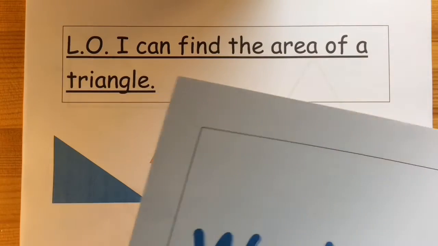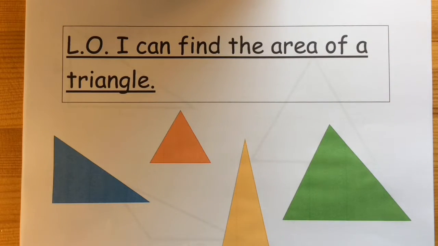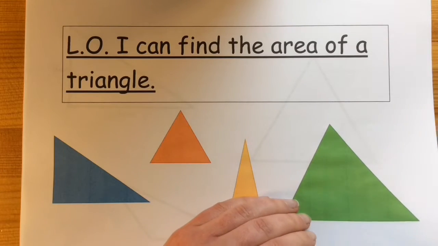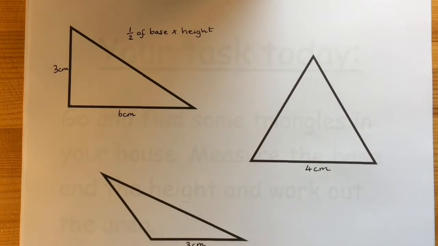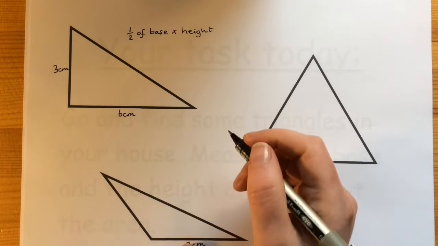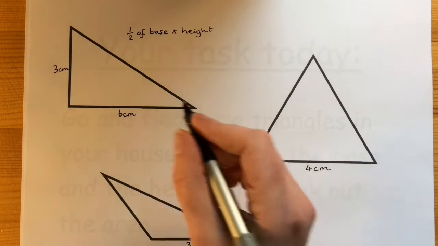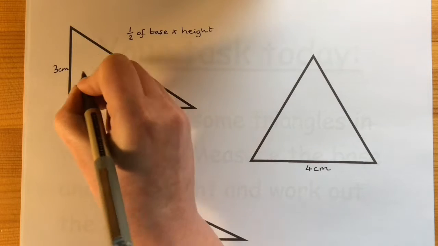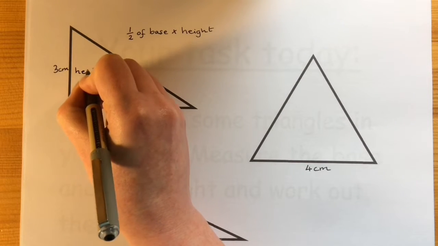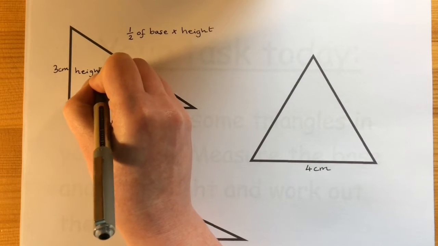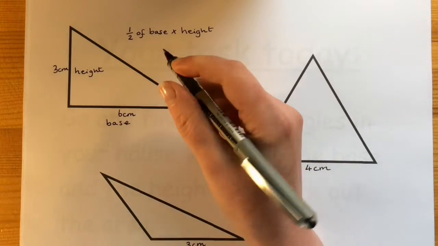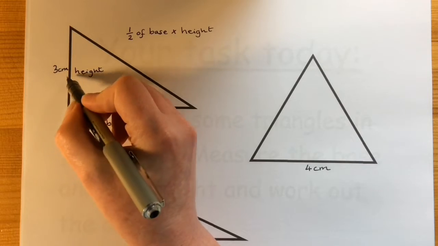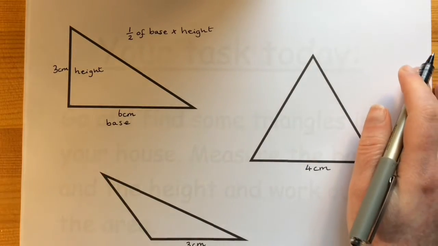Today we are going to be finding the area of a triangle. And just like with the parallelogram yesterday, there are two pieces of information you need to know to find the area of a triangle. You need to know about the base and you need to know about the height. For example, in this triangle, the base is 6 centimetres and the height is 3 centimetres.